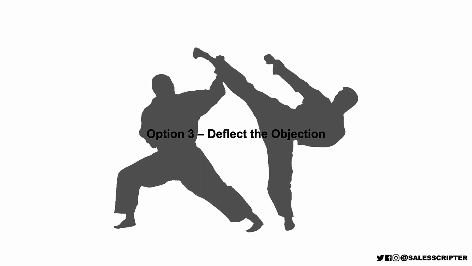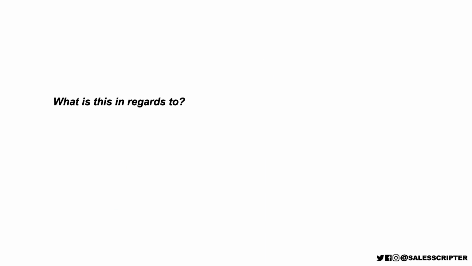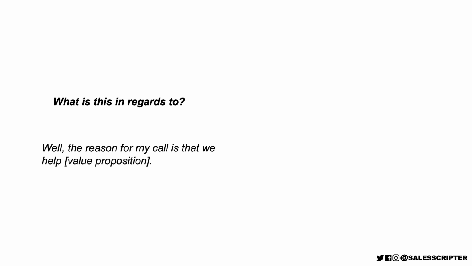And this is how I recommend you deal with the what is this in regards to objection. So real simply here, I'm just going to tell you exactly how to respond to it. When you face the objection of what is this in regards to, instead of saying, well, I'm trying to schedule a meeting or introduce myself, simply reply with your value proposition. That would look something like this: well, the reason for my call is we help, and then insert your value proposition. For example, well, the reason for my call is I help sales professionals to get more leads when they're cold calling. Or I help sales trainers to teach their sales reps what to say and ask when they're prospecting.